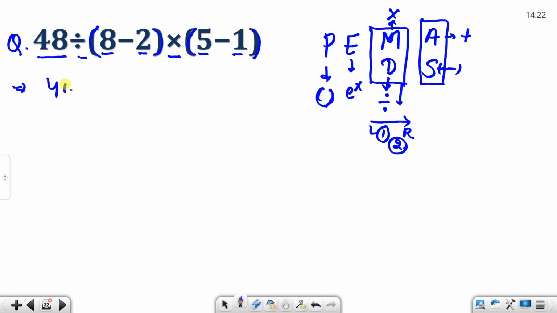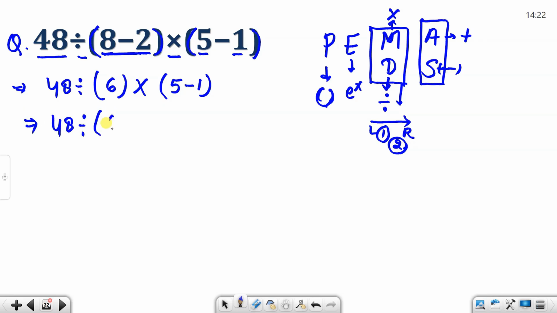Now, 48 divided by, if we solve the parentheses, 8 minus 2 becomes 6, and for the multiplication here, 5 minus 1 becomes 4. Now, let's solve further. 48 divided by 6 multiplied by 4.